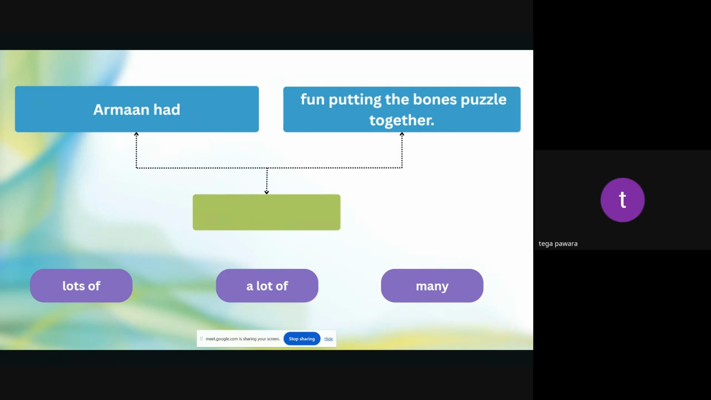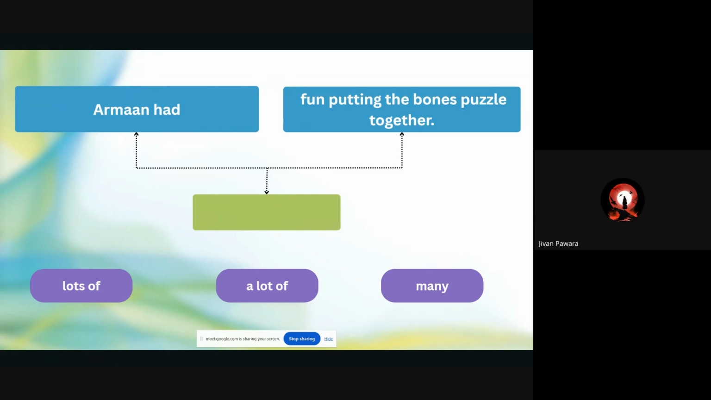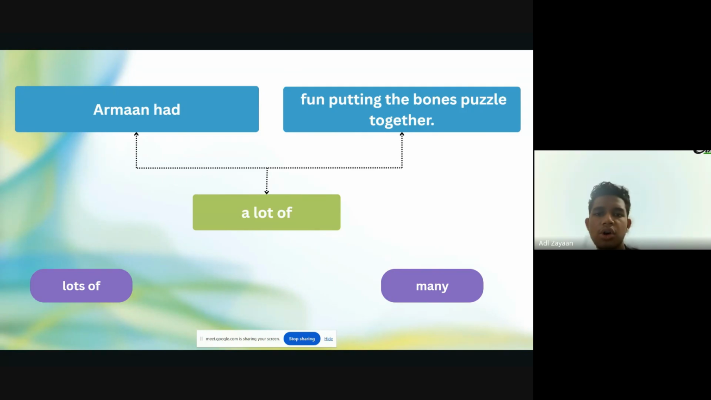So this is the next question. Arman had dash fun putting the bones puzzle together. A lot of fun. So "a lot of" means too much. We can't count how much fun he had. Fun is not countable, so we'll use words like "a lot of," or "Arman had much fun" is also correct here. We can't use "many" because many is used for countable things. Okay, got it?